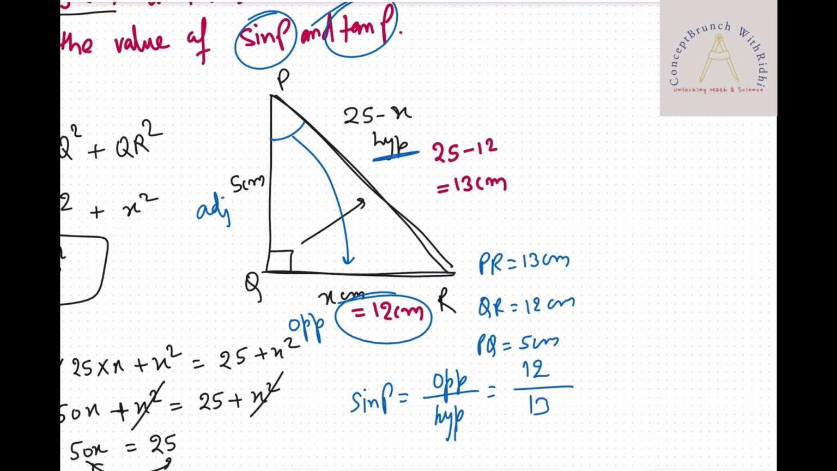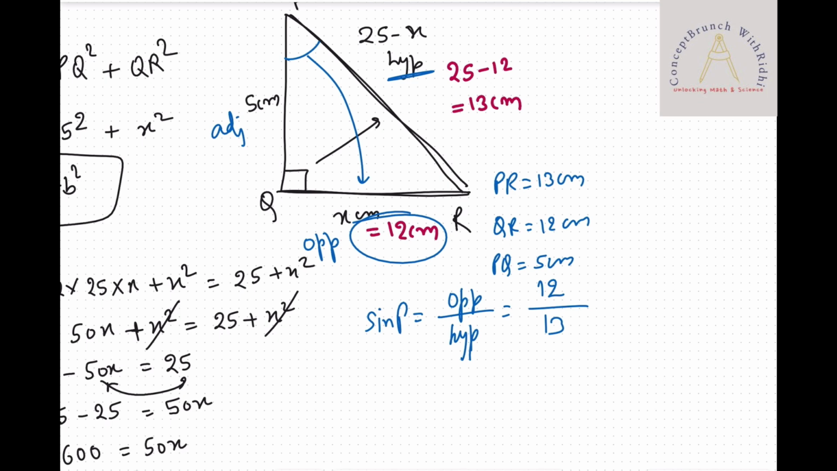Next, they ask you tan P. So we can find out tan P. Tan P will be opposite divided by adjacent, right? So the opposite is what? 12. Divided by adjacent, which is 5. You can find out any of the other trigonometric ratios from here, right?